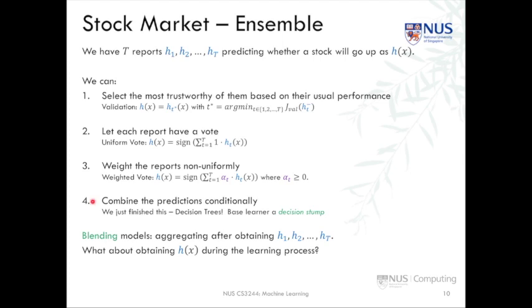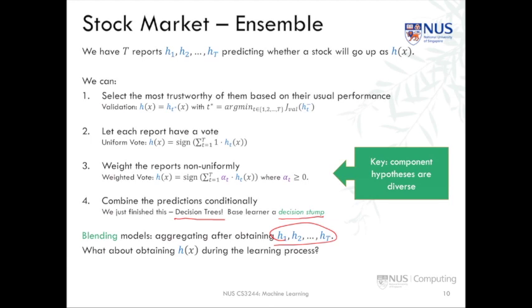Finally, we could combine these predictions conditionally. For example, if one classifier says sell, we might ask another set of classifiers whether to buy or sell. Actually, we just finished this idea using decision trees. The idea behind decision trees is exactly that, where we have a single node in the decision tree called a decision stump, which makes a decision, and we basically array all of these stumps together as a tree. These are all models of blending, where we're aggregating the output of the hypotheses after we've trained individual models, usually using some form of training and validation.